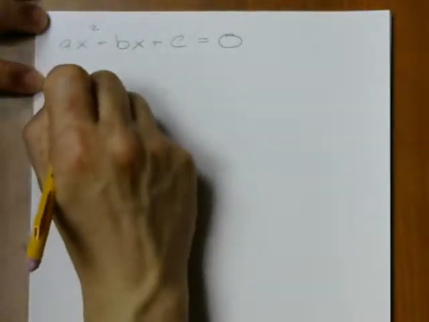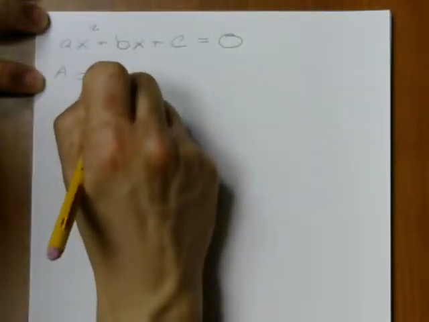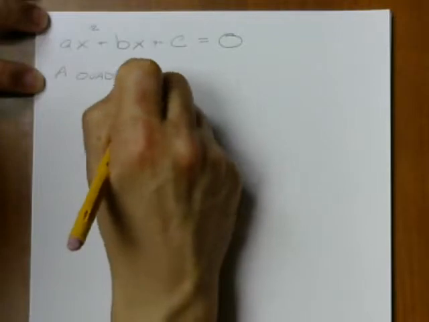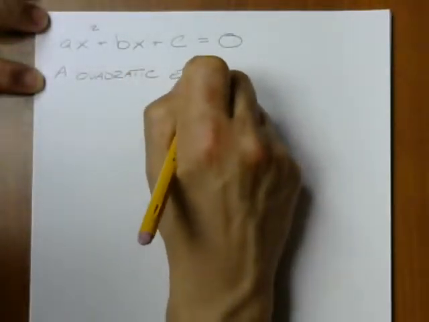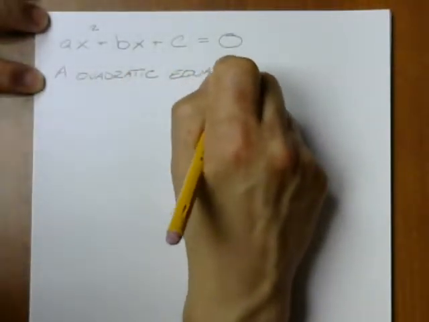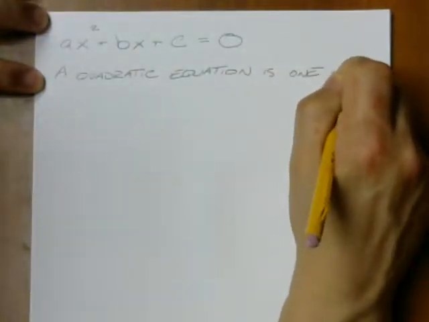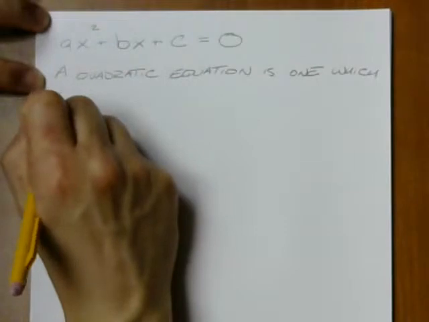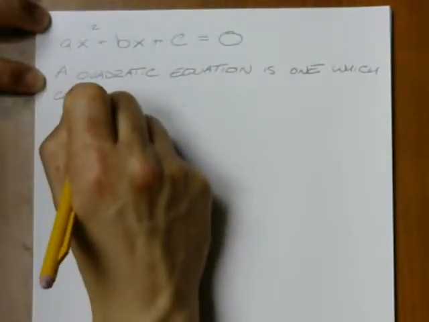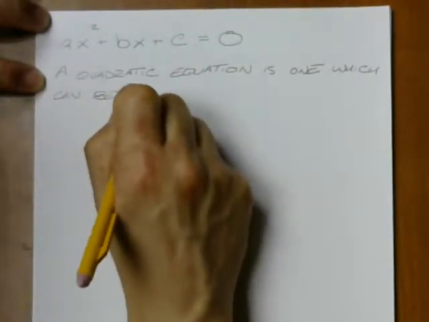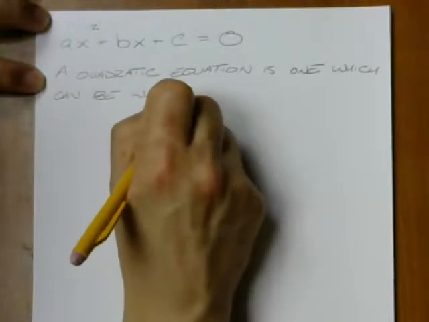A quadratic equation is one which can be written or simplified in this form.